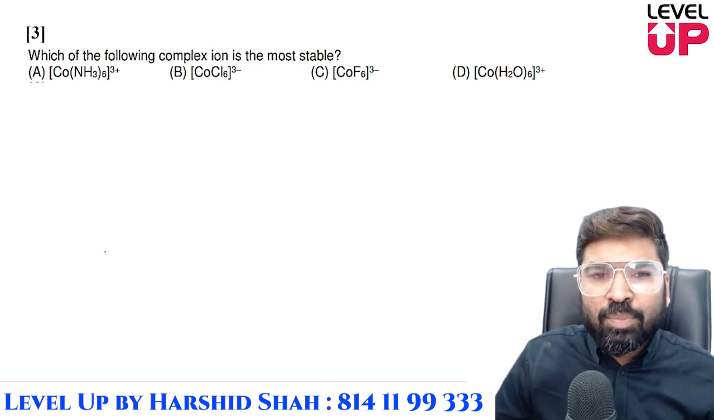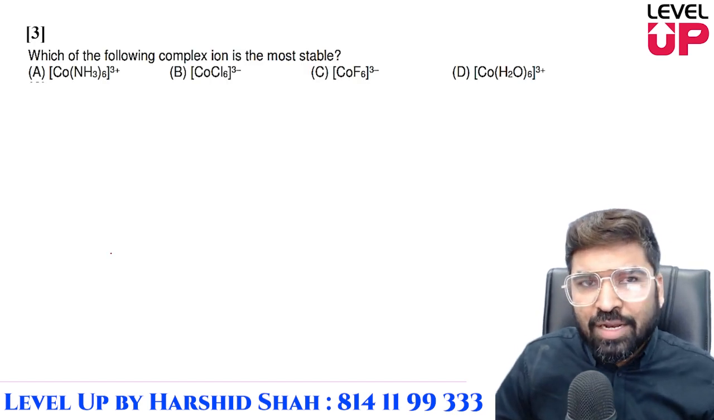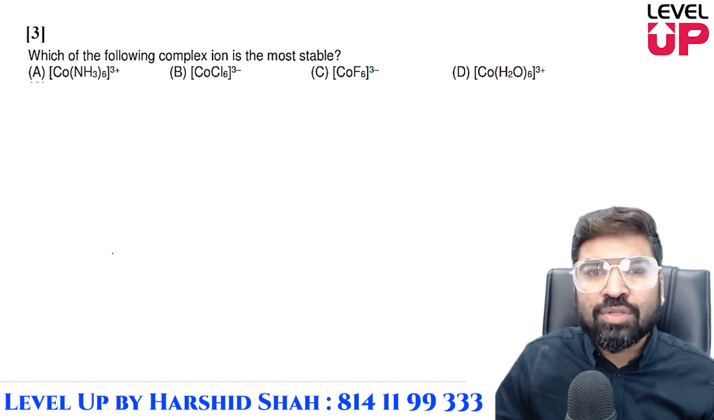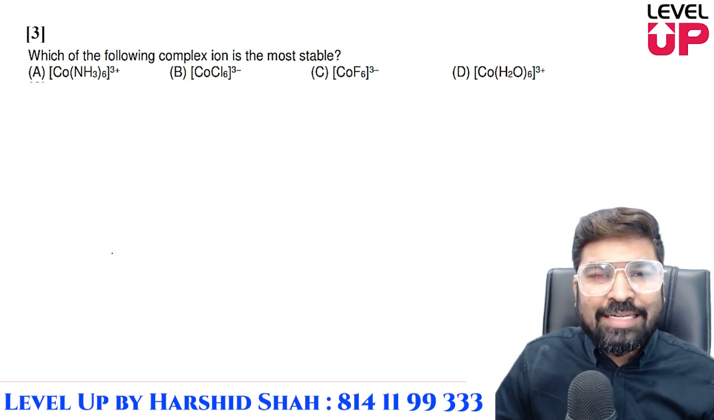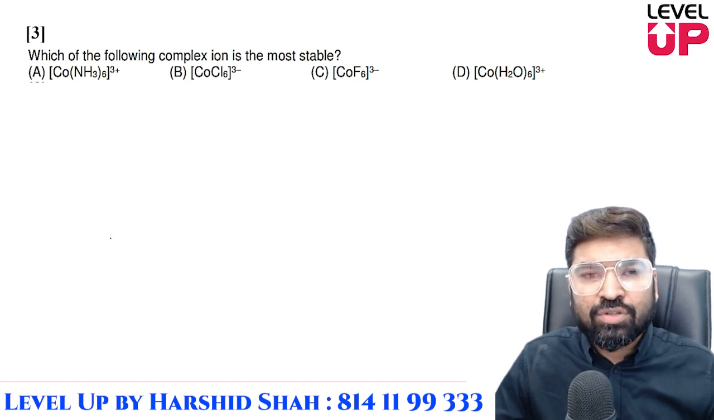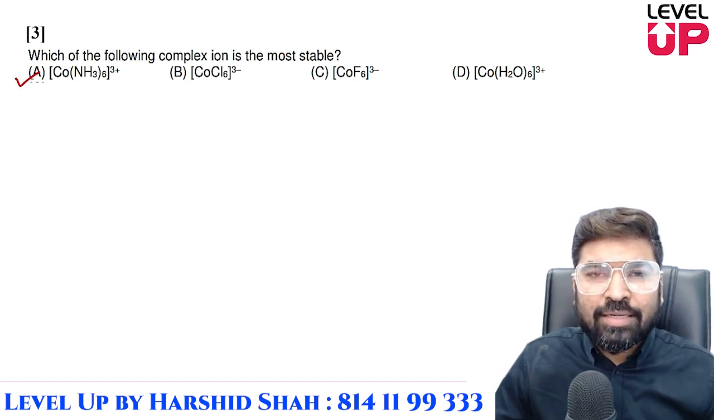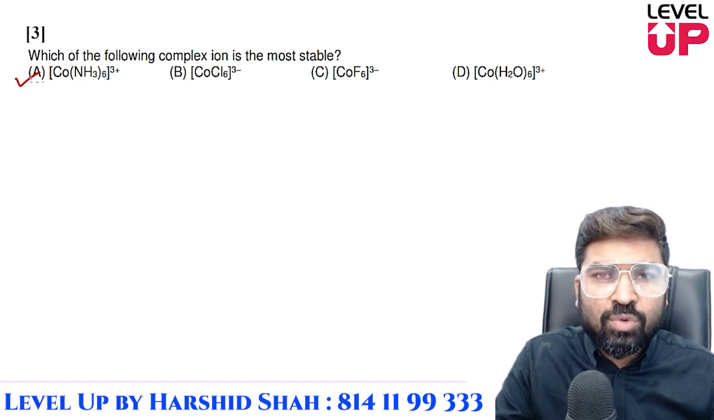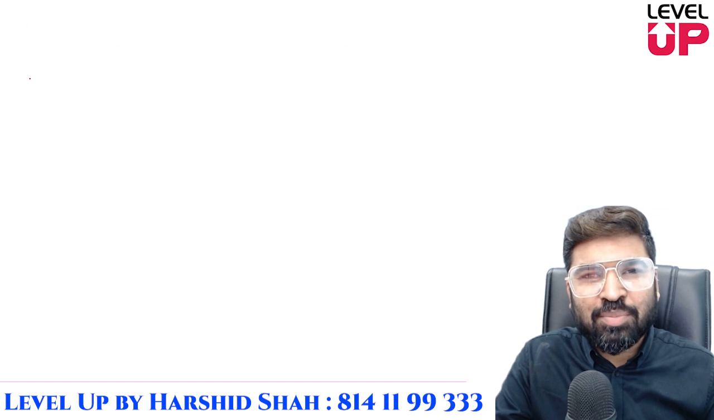Which of the following complexes is the most stable one? Look for the ligand which is the strongest ligand and you'll get the complex which is the strongest or the most stable one, right? So ammonia, chlorine, fluorine and H2O, definitely it is the ammonia which is the strongest ligand, and that's why the cobalt with the ammonia is going to give us the most stable complex compound.